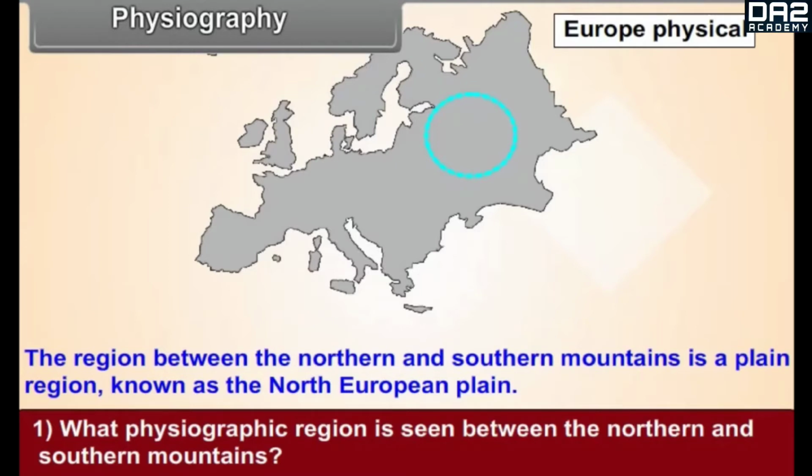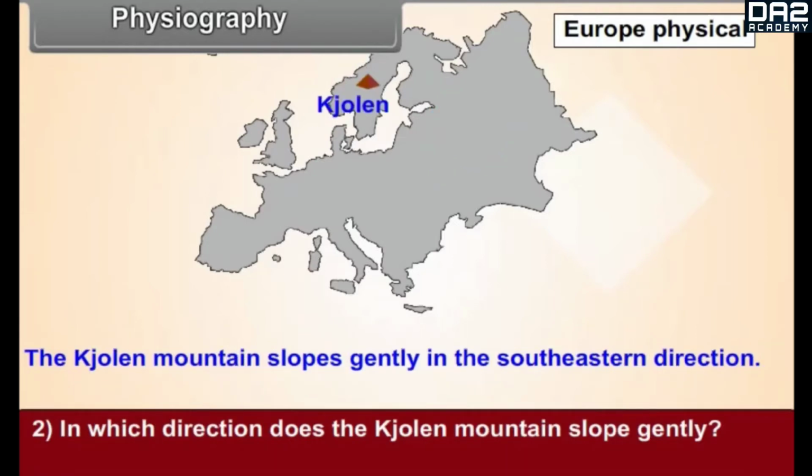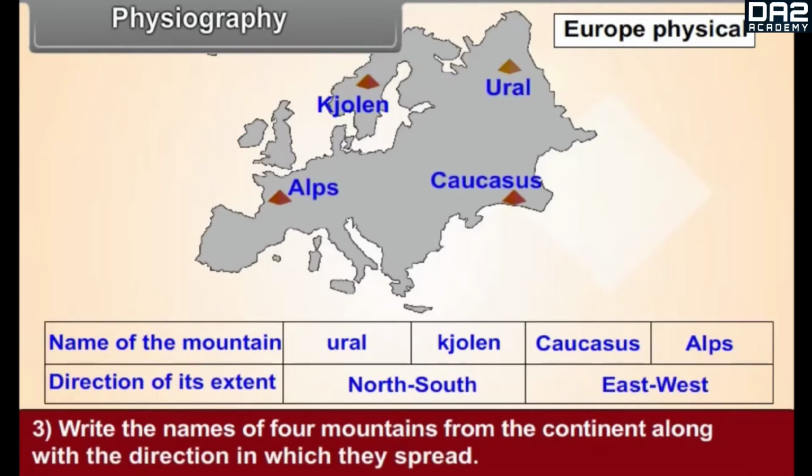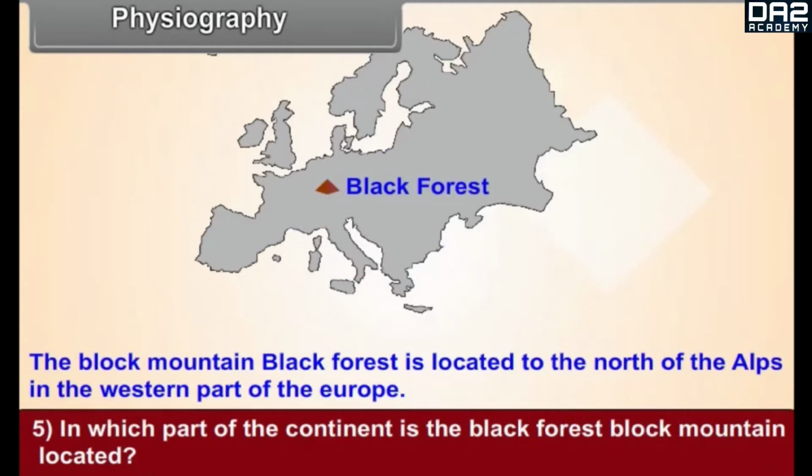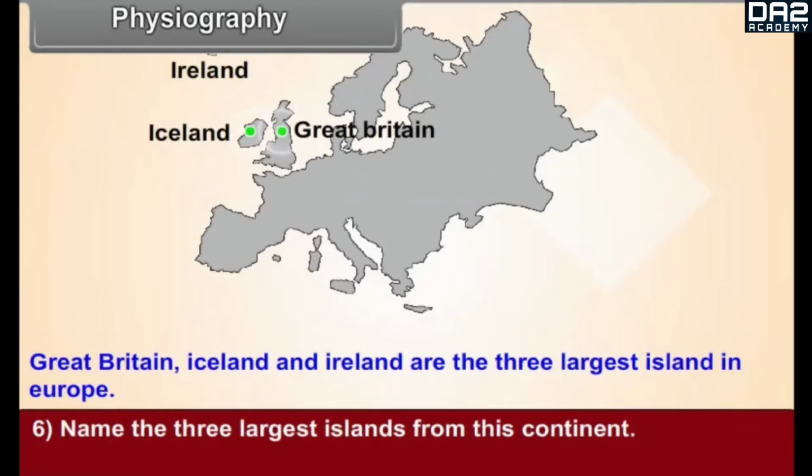Number 4. List any 5 peaks from the continent along with their height in descending order. Number 5. In which part of the continent is the Black Forest Block Mountain located? Number 6. Name the 3 largest islands from this continent. Number 7. Where is the distance between the continents of Europe and Africa the least? Number 8. What name is given to the Danube river plain surrounded by mountains?